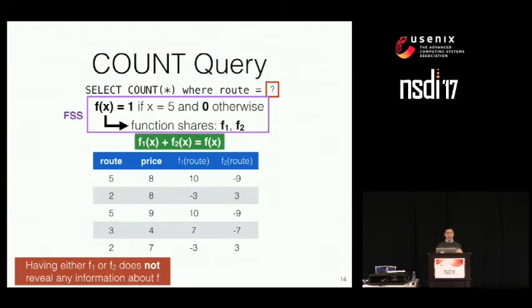Then each provider sums together the outputs of the evaluated function shares and sends them back to the user. In this case, one provider sends back 21 and the other sends back negative 19. And the user sums them together to obtain the answer to the query.